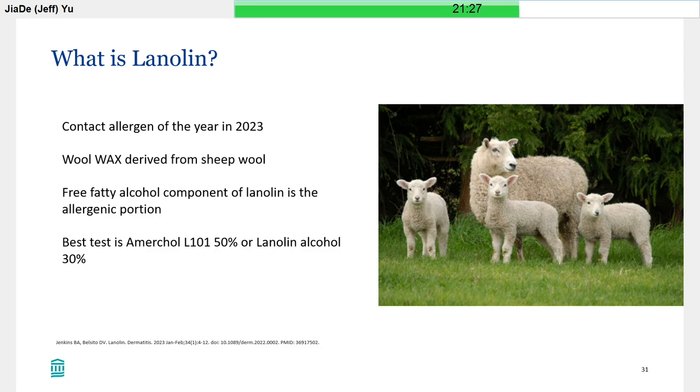Lanolin is a wool wax that's derived from sheep wool. It has a free fatty alcohol component. That is the allergenic portion. And the best test is testing it to Amerchol L101 or lanolin alcohol.